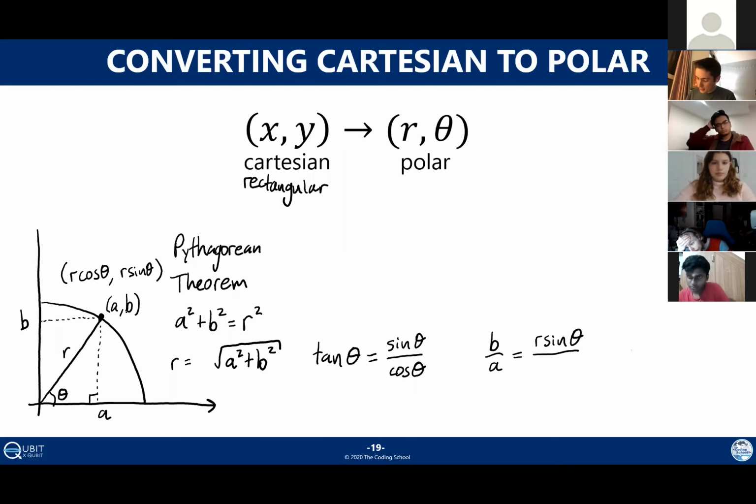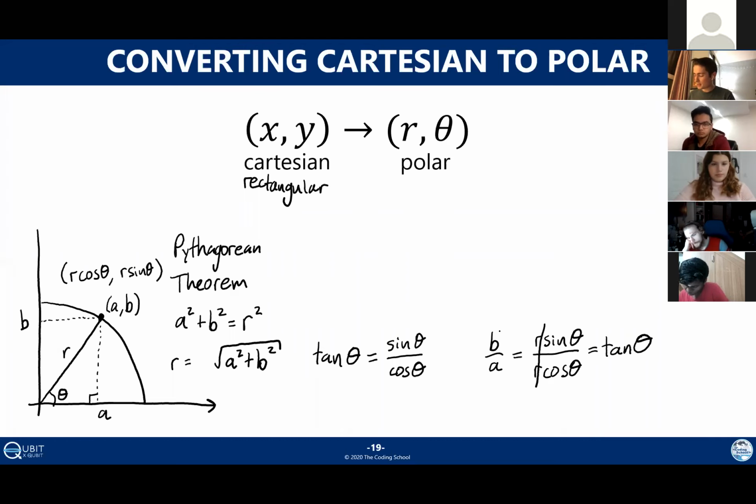Our a is equal to the x coordinate, which is just r cos theta. The r's will cancel out. Sine theta over cos theta, we remember, is equal to tan theta. And so this is the key result that we need to solve for theta, because now we can take the inverse tan of both sides, and we get that theta is equal to the inverse tan of b over a.